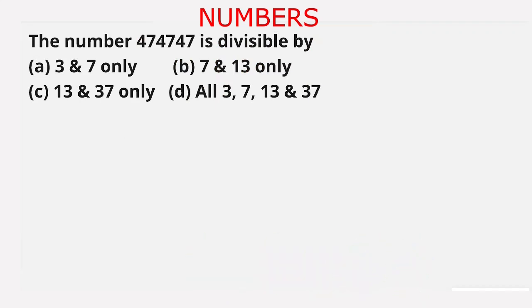The number 474747 is of the form ABABAB, and all those numbers which are of the form ABABAB are divisible by 3, 7, 13 and 37. So from the given options, our answer is option D, all 3, 7, 13 and 37. But for your knowledge, I will solve this question.